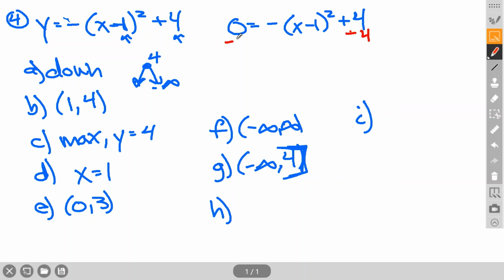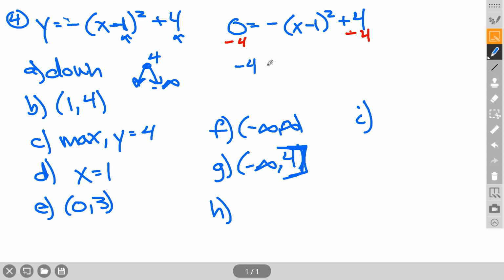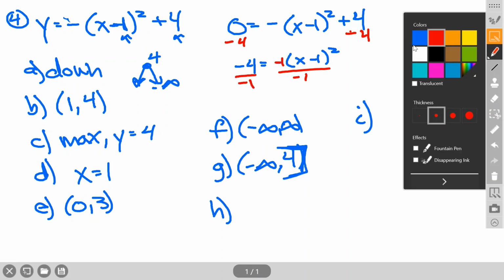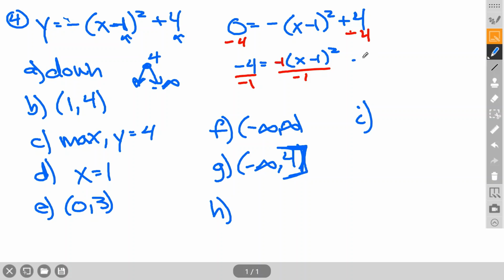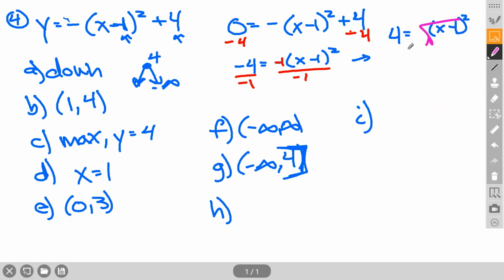So I'll subtract 4. Negative 4 equals negative (x minus 1) squared. Alright, before I can take the square root, I am going to have to get rid of this a value. So I'm going to divide by negative 1 to get rid of it, which is going to give me 4 equals (x minus 1) squared. And now that the a value is gone, now I can square root.